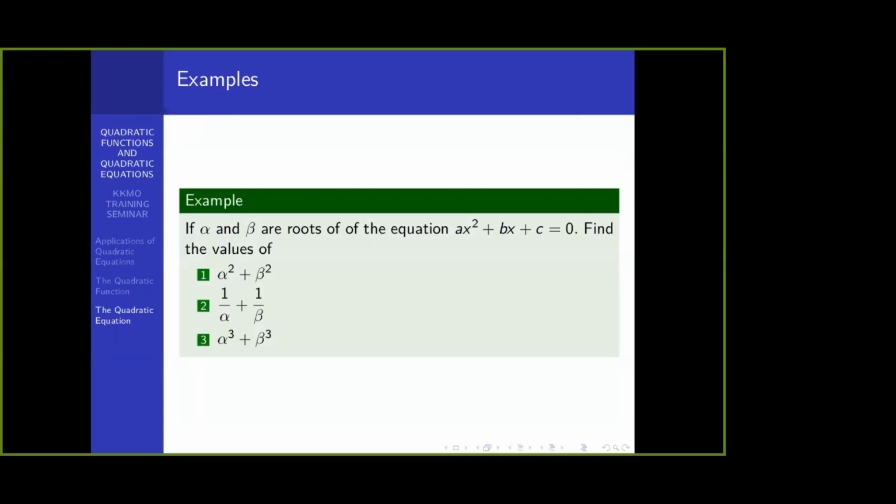So here's another example that is more theoretical. It says if alpha and beta are roots of the equation ax² plus bx plus c is equal to 0, find the values of, we have 3 problems to solve. One is to find the value of alpha squared plus beta squared. The second is to find the sum of the reciprocal of alpha and the reciprocal of beta. And the third is to find the sum of alpha cubed and beta cubed. So we shall do this step by step.